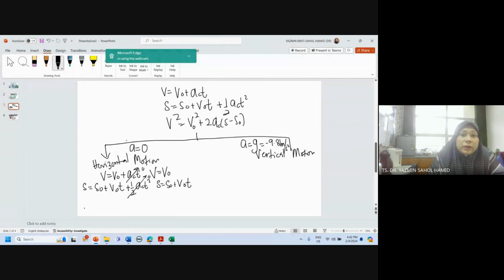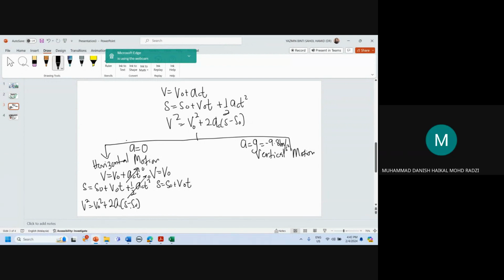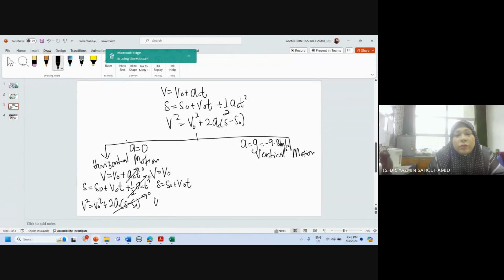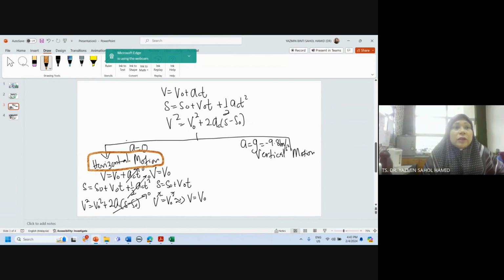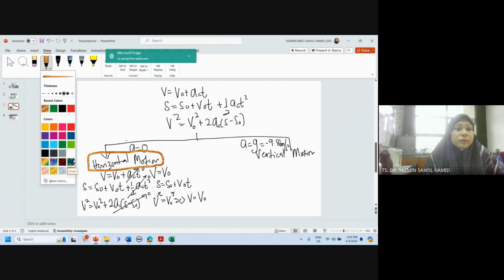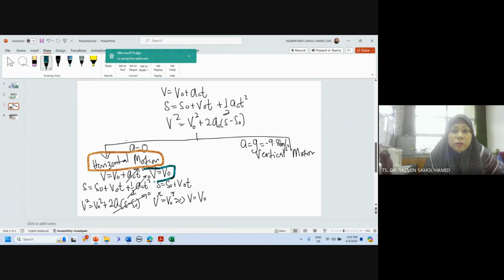Same with the final formula. V squared equals V naught squared plus 2a(S minus S naught). Because again, acceleration is zero, you're left with V squared equals V naught squared. For V squared equals V naught squared, you will cut it and end up with V equals V naught. So for the horizontal motion, as you can see, you only have two formulas here. V equals V naught, and the other one is S equals S naught plus V naught t. This one is the same as this one. So I think you get what I mean.